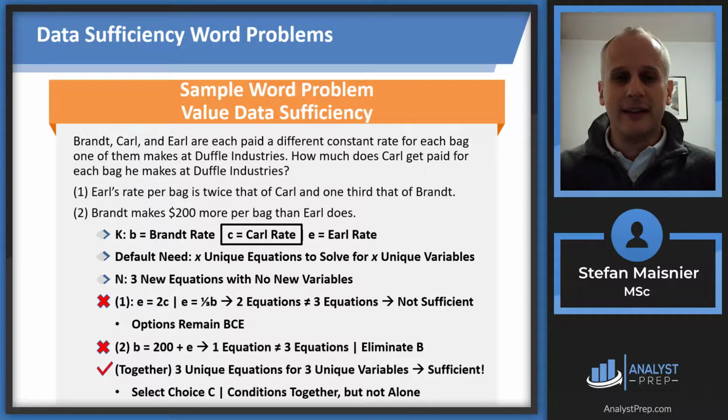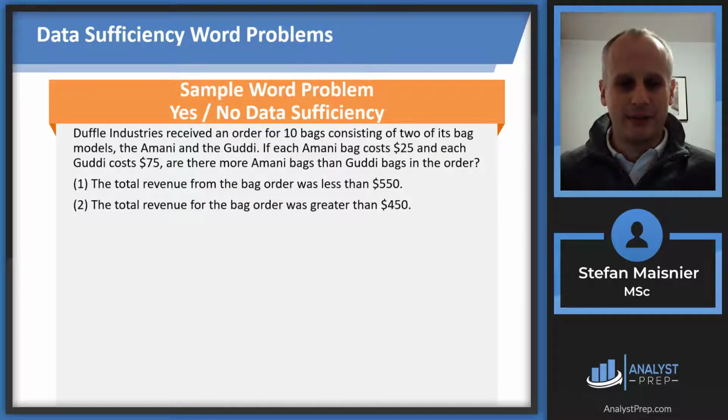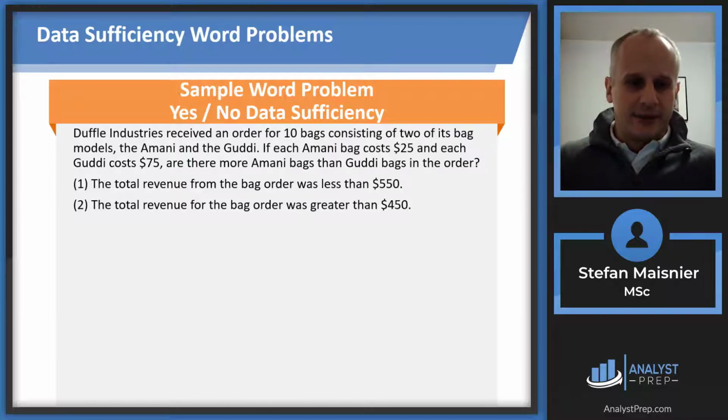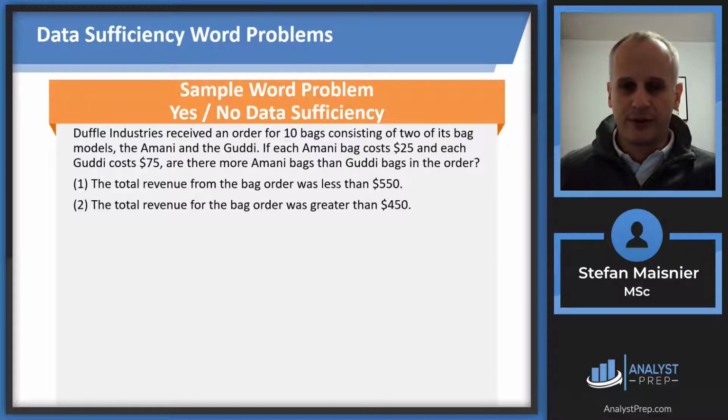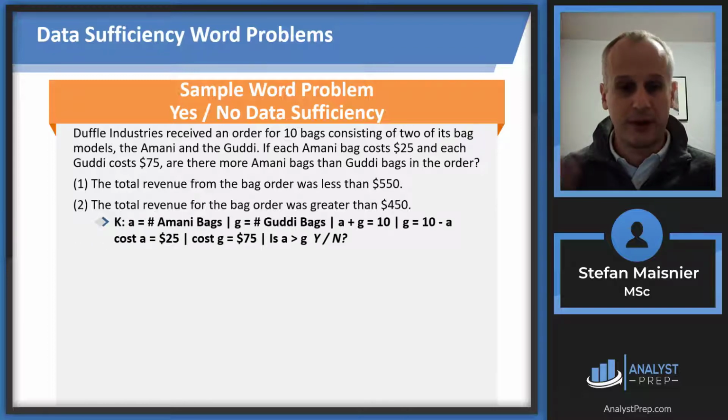Now, let's take a look at a similar but slightly different yes-no data sufficiency. So, similar situation, got a story about Duffel Industries, which received an order for 10 bags consisting of 2 of its bag models, the Amani and the Goody. If each Amani bag costs $25 and each Goody costs $75, are there more Amani bags than Goody bags in the order? So once again, we'll start with what we know, and there's a lot in this introductory paragraph.